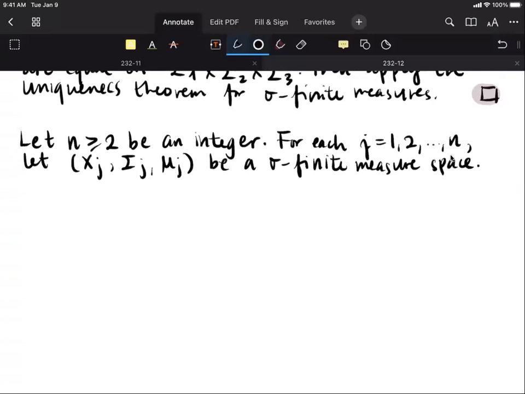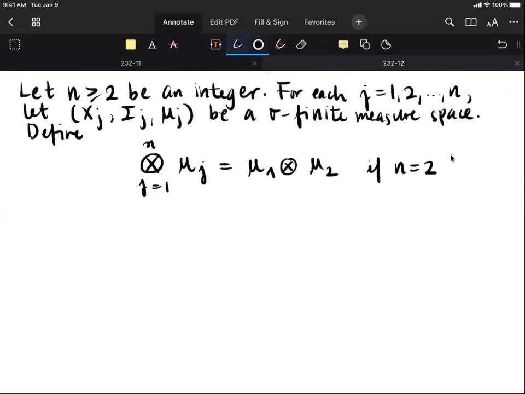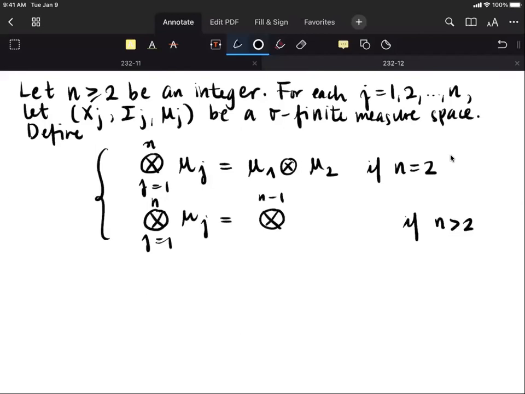And now we define this product measure. So mu sub j, so this is mu1 cross mu2 if n is equal to 2, and for n greater than 2, you take the product measure up to the first n minus 1, and then take the product measure with respect to the last. So this is our definition.